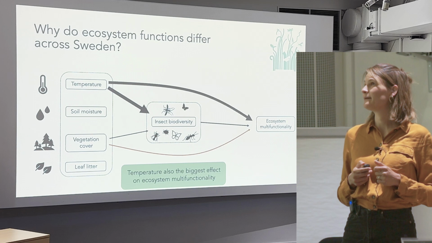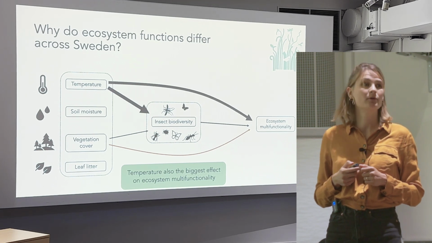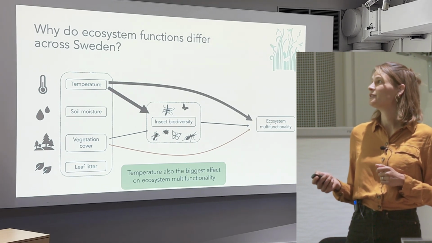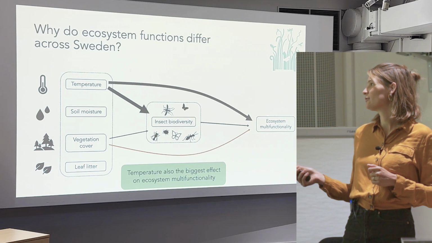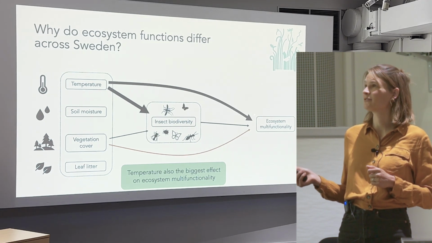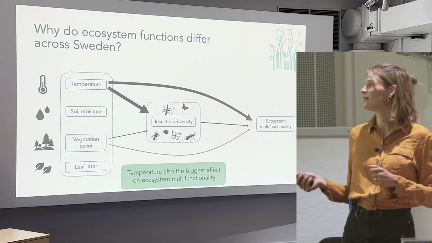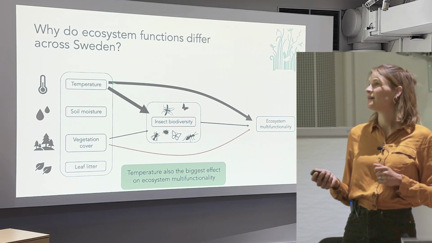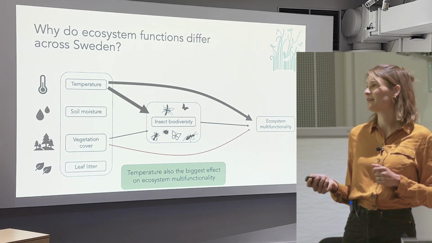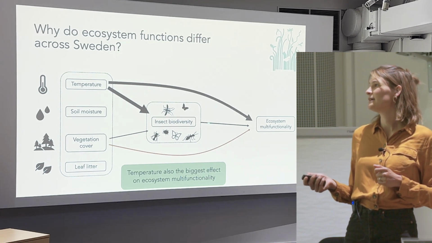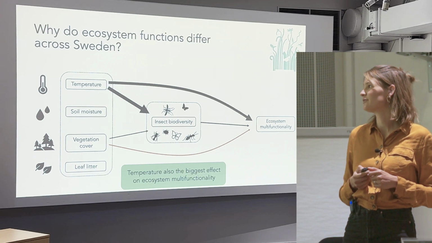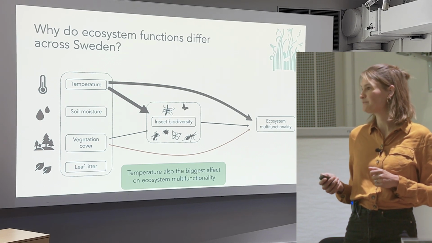And then we saw the same trend for ecosystem multifunctionality. So here you see a fat arrow going from temperature to ecosystem multifunctionality. So this was a very important force. Same for temperature to insect biodiversity, but then insect biodiversity has a relatively little effect on the ecosystem multifunctionality.